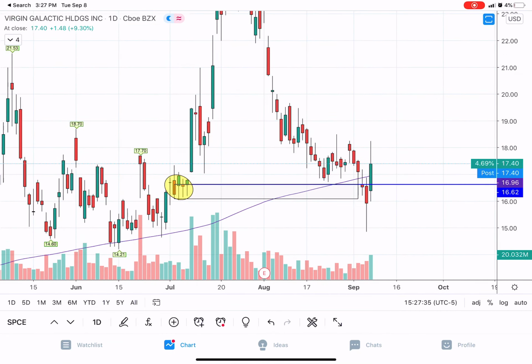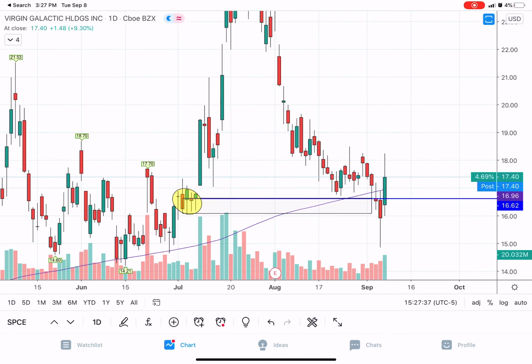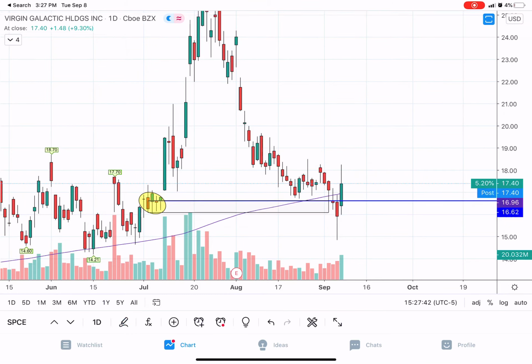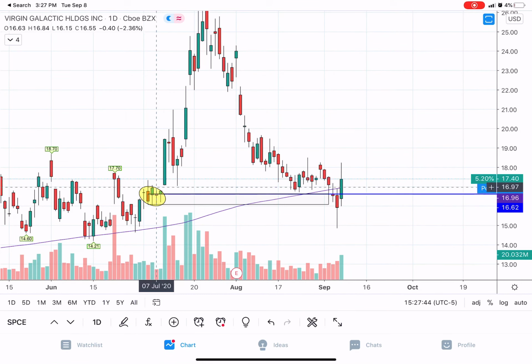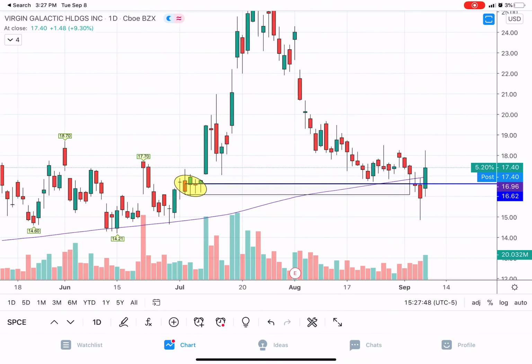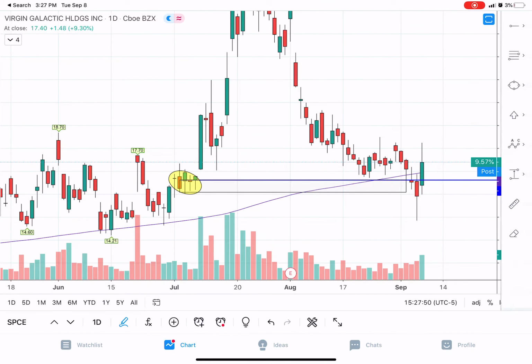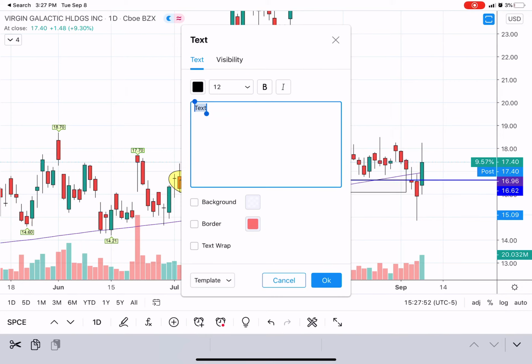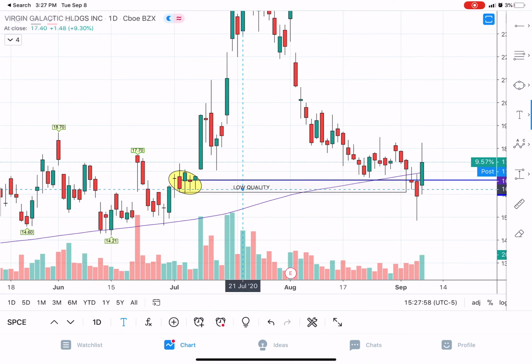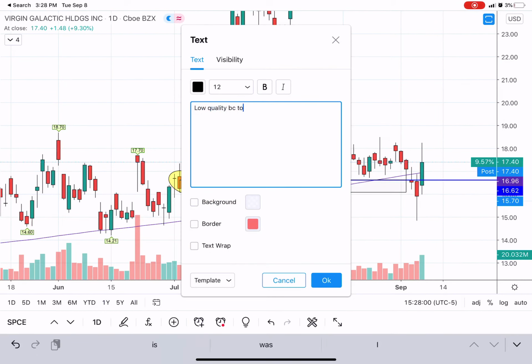Sure, that is demand. I'm sure it caused some of these bearish rejection wicks and whatnot. But why would you want to wait to get filled at this point after price has already taken off from $16 all the way up to $27? So this is a low quality level, because it took too long to fill the imbalance.